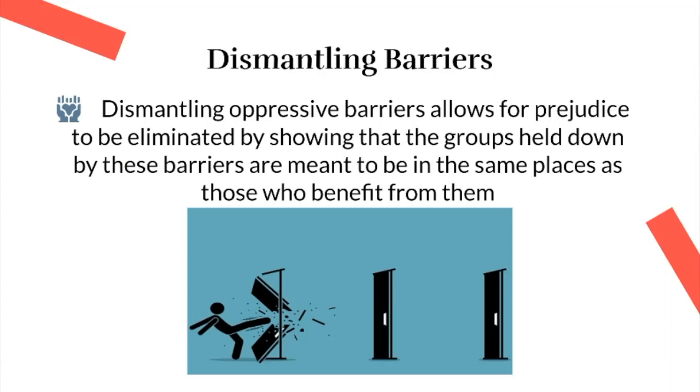Prejudice, as defined by the Merriam-Webster Dictionary, deals in, and I quote, preconceived judgments and opinions. In order for prejudice to remain, there cannot be a change in the status quo. But in this class, we are here to change just that. We believe that dismantling oppressive barriers allows for prejudice to be eliminated by showing that the groups held down by these barriers are meant to be in the same places, literally and figuratively, as those who benefit from these barriers.